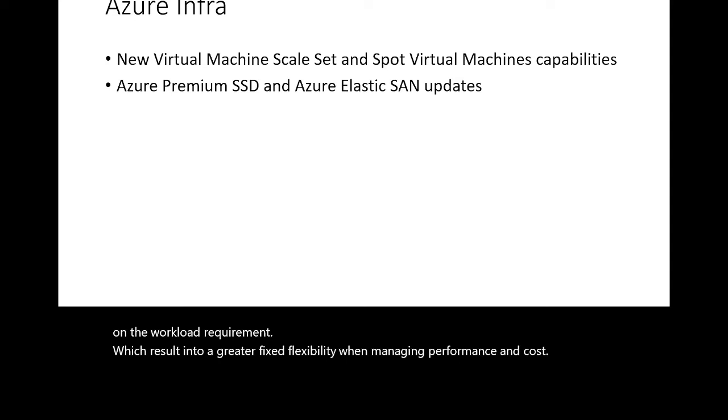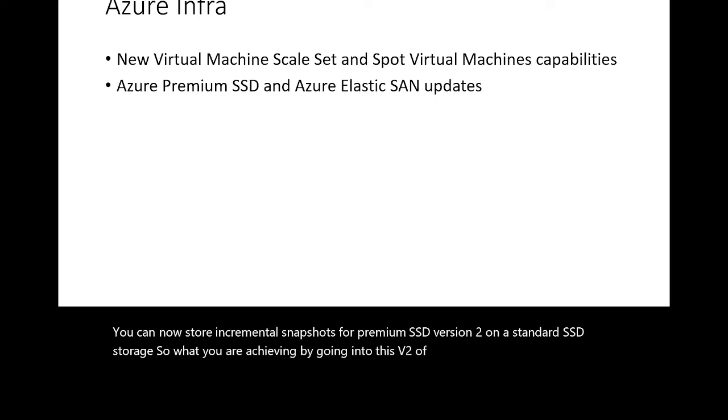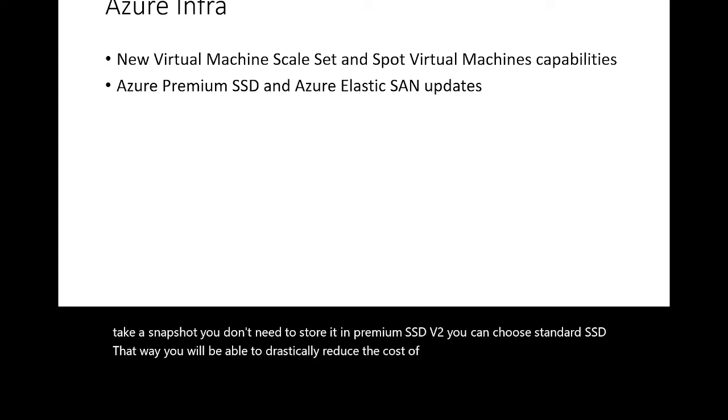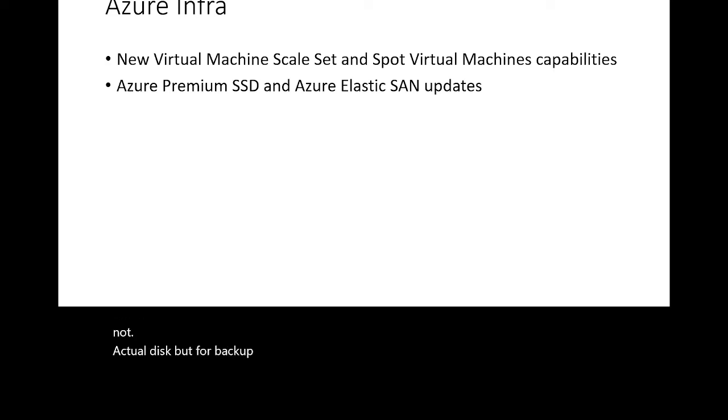You can now store incremental snapshots for premium SSD version 2 on standard SSD storage. What you are achieving by going into this V2 is that when you take a snapshot, you don't need to store it in premium SSD V2. You can choose standard SSD. That way you will be able to drastically reduce the cost of your snapshots, which are not actual disks but for backup purposes. Hence, things become much, much cheaper and easy to maintain.